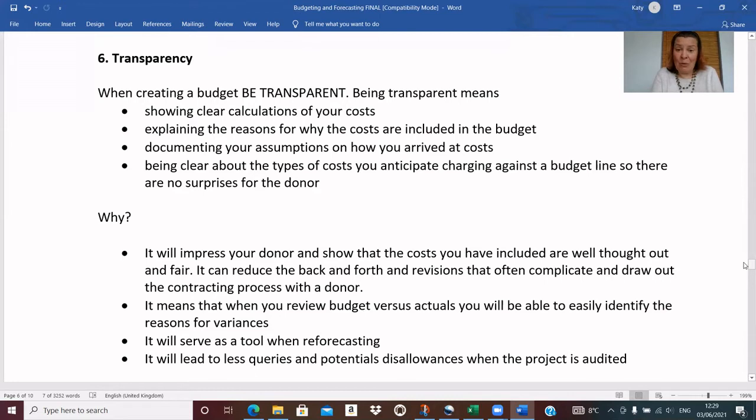Why do we need to be transparent? Well, it will impress our donor and show that we have thought through all of our costs. It can reduce the complicated back and forths and discussions and redrafting that I'm sure we've all suffered before. When we do our budget versus actuals review, it will help us to understand where our differences have arisen. When we do our reforecasting, the base budget is our tool for forecasting for the future. And hopefully, if we're very transparent, it will lead to less queries and potential disallowances when the project is audited.